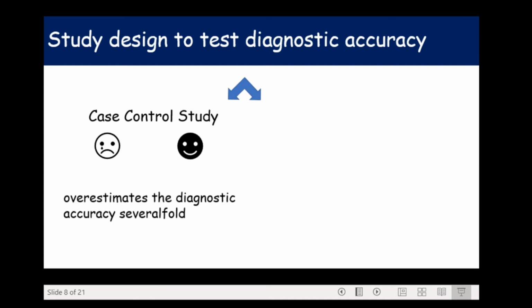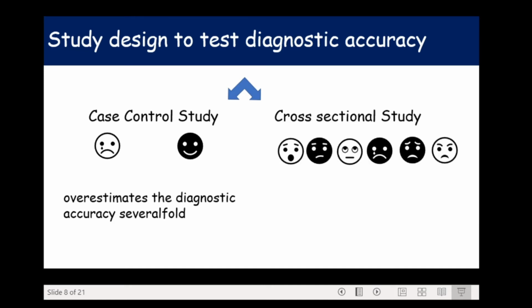If you take very sick cases and very healthy controls, then the measures of diagnostic accuracy have been shown to overestimate the accuracy several fold. That's why one should be very careful about the performance of a newer diagnostic marker based just on preclinical testing, and the case control study design is therefore not recommended.